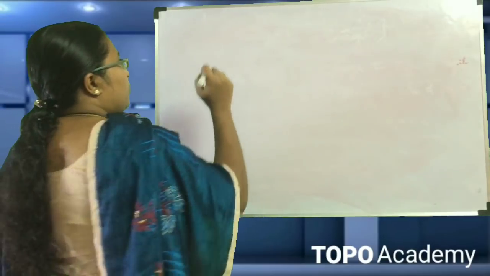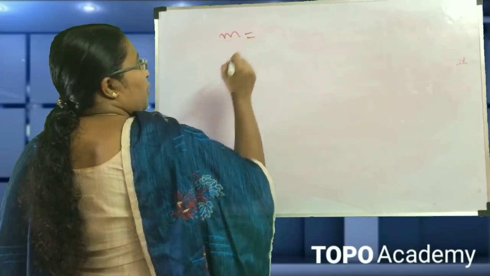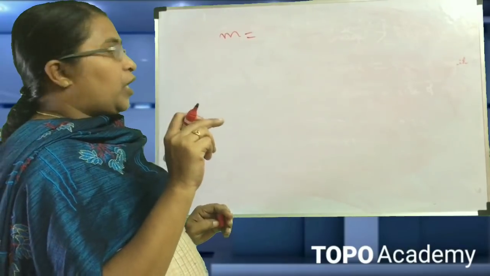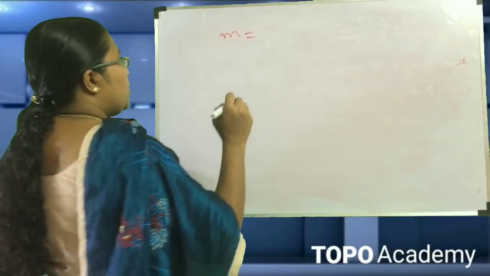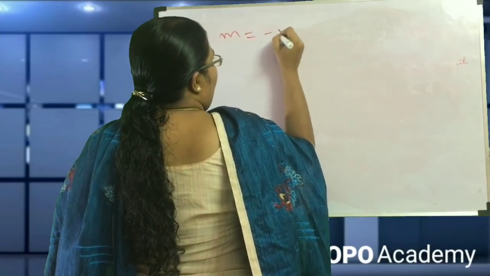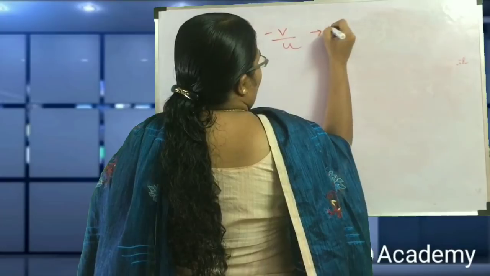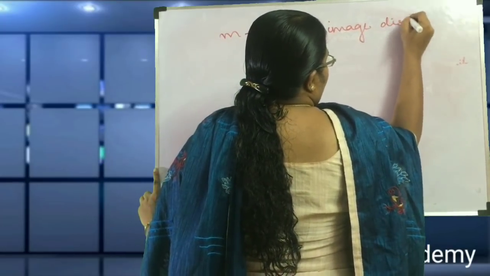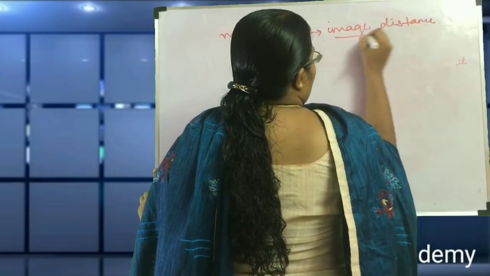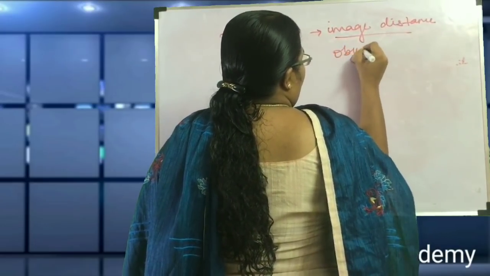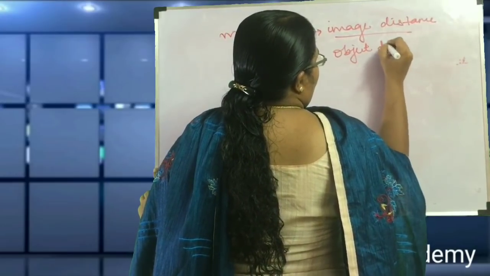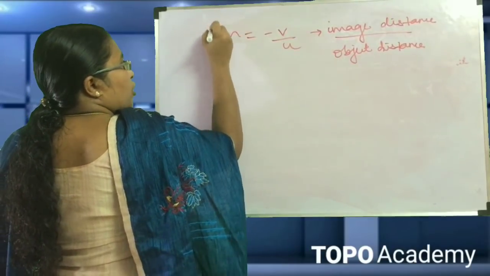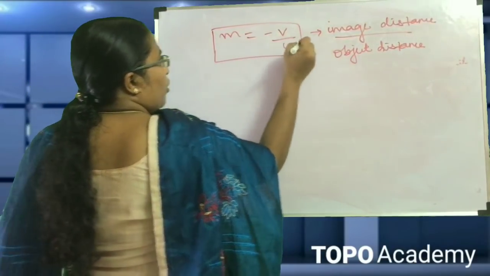Next, there is a relation between magnification and the image and object distances, that is, between magnification, u and v. The relation is m is equal to minus v by u. What is v? Image distance. And u is the object distance. So there is a relation m is equal to minus of v by u.